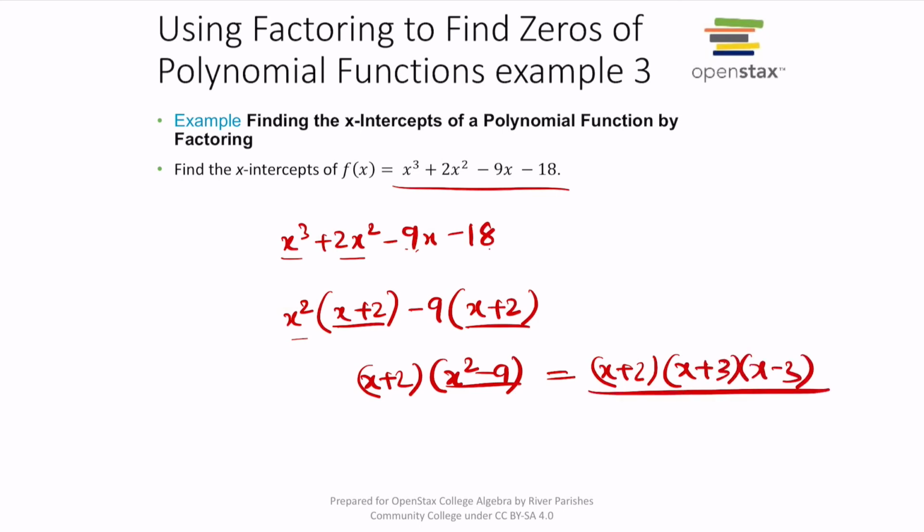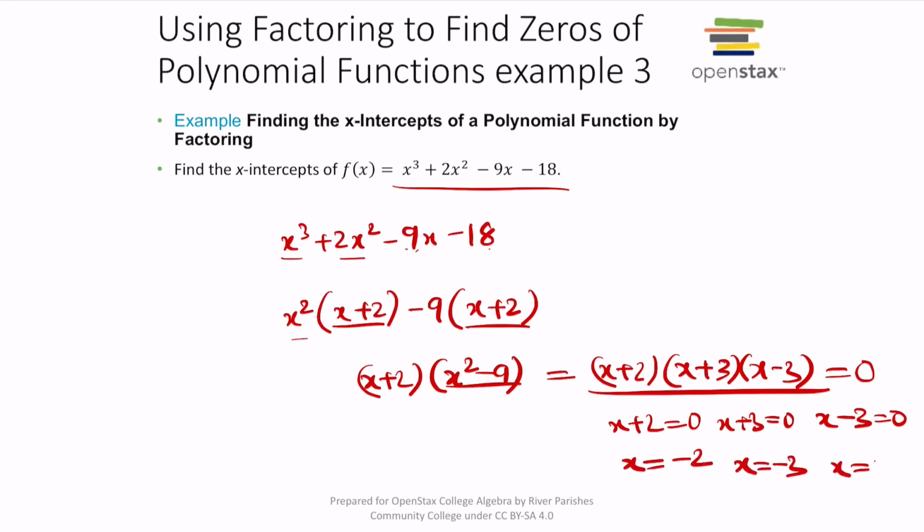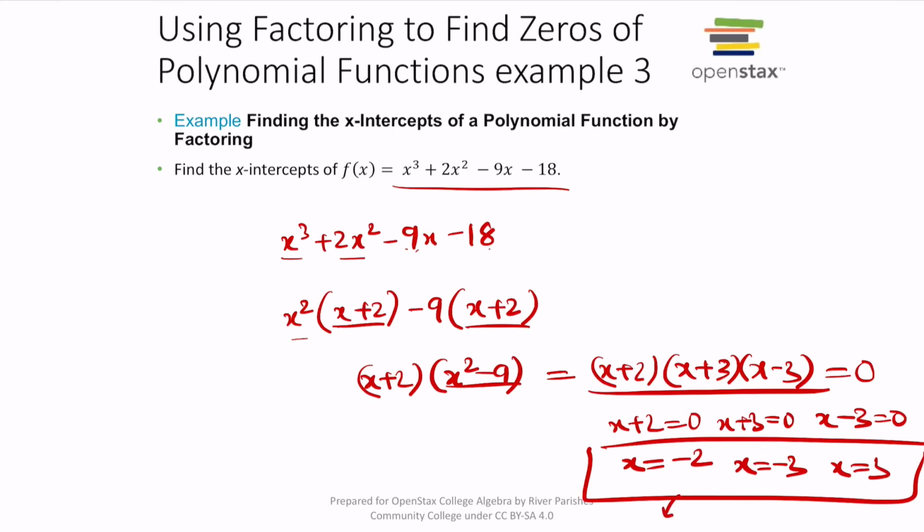So now you have everything. Put it equal to 0 and set each individual factor equal to 0. So it becomes x equal to -2, x equal to -3 and x equal to 3. These are the x-intercepts. This is how you can find them using the factoring principle. If there are any common terms that you can factor, use those common terms and factor the equation.